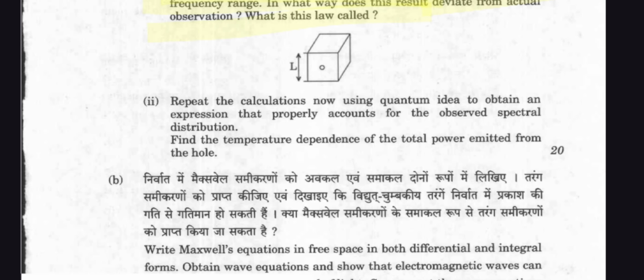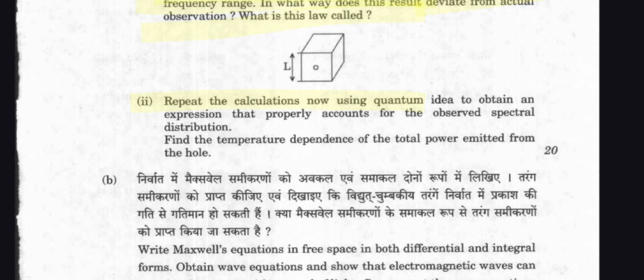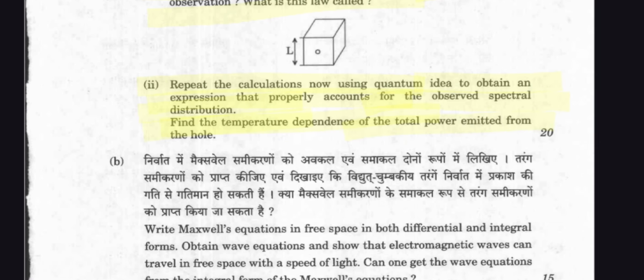Question number 2. Repeat the calculation now using quantum ideas to obtain an expression that properly accounts for the observed spectral distribution. Find the temperature dependence of the total power emitted from the holes. And question number B is here.